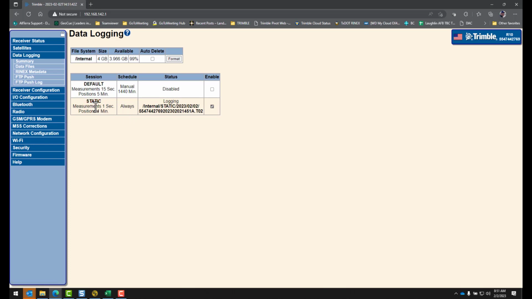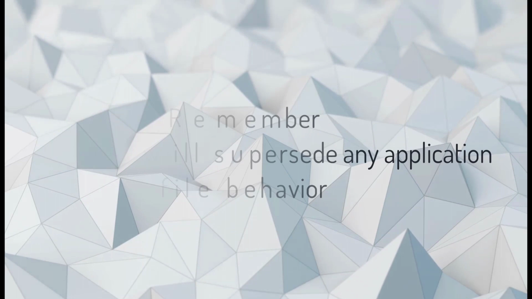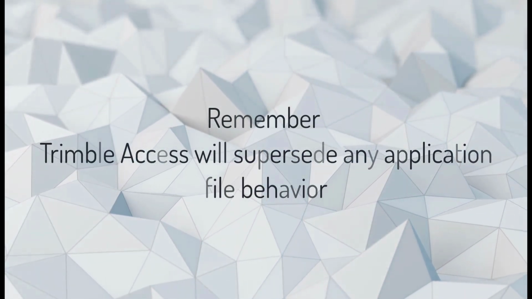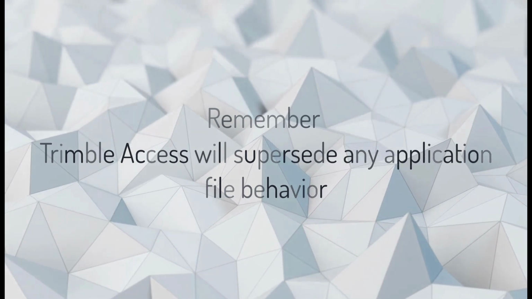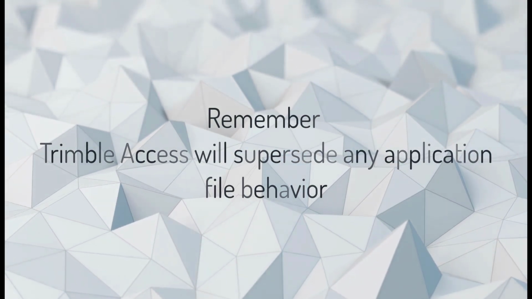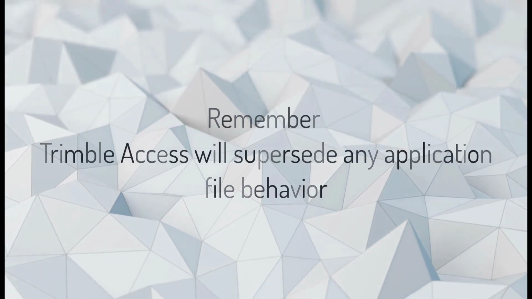And that's about all there is to it. This has been the process for creating an application file that clones behaviors from one receiver to another. There is one thing that needs to be remembered about application files. When you start a survey with Trimble Access, the application file will be superseded. Access forces the application file to stop in order to run normally.